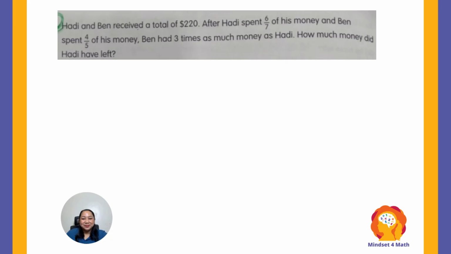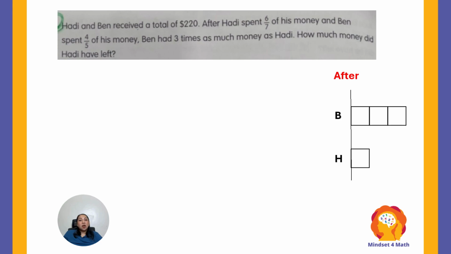Let's begin. This problem talks about the money of Ben and Hattie before and after spending a fraction of their money. So we're going to use the before and after model. Let's start with the after model. It says in the problem that after Hattie spent 6/7 of his money and Ben spent 4/5 of his money, Ben had 3 times as much money as Hattie.